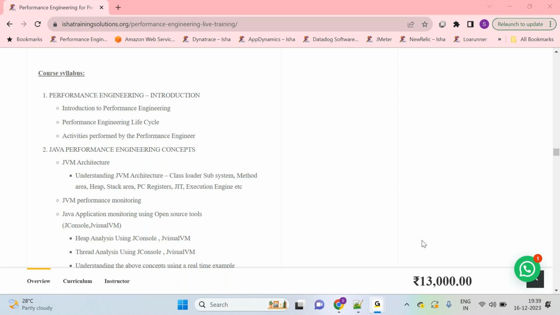performance engineering. You can ask me a question: sir, this can be done by the developer itself, right? Why are performance engineers separately required? Actually, yes, in certain organizations this activity is done by the developers only. But there is timeline pressure with the developers.